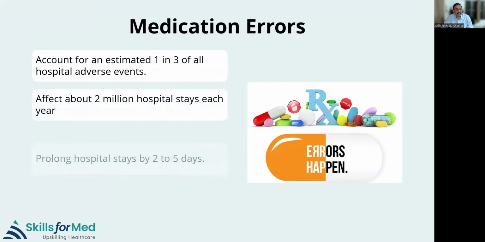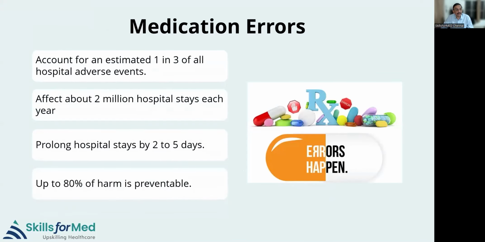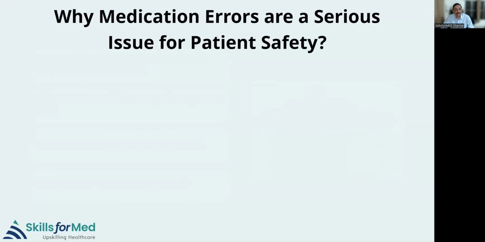Now, it is estimated that 1 in 3 of all hospital adverse events is a medication error. WHO says 2 million hospital stays are affected by this problem, and it prolongs the hospital stay by an average of 2 to 5 days, which means it can range between 1 day and 15 days. And 80% of this harm is preventable. That is the tragic part of this. So if you really pay attention, we can prevent most of these mistakes which happen in the hospital.